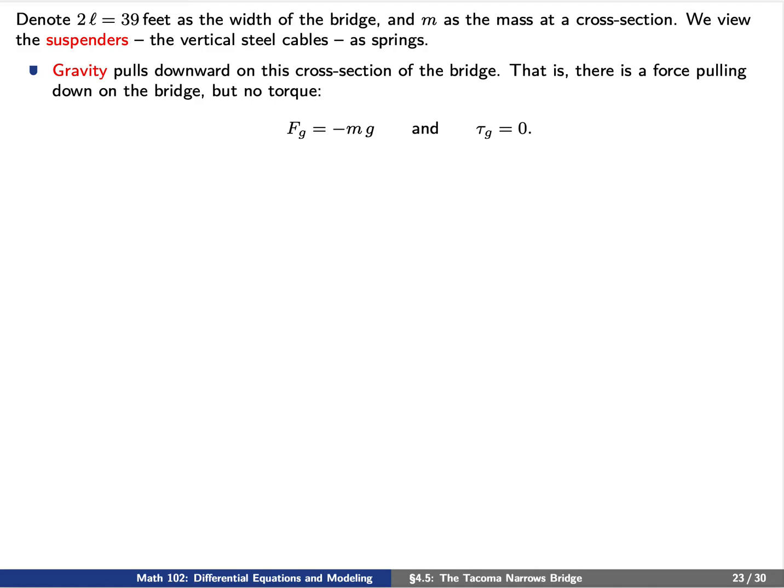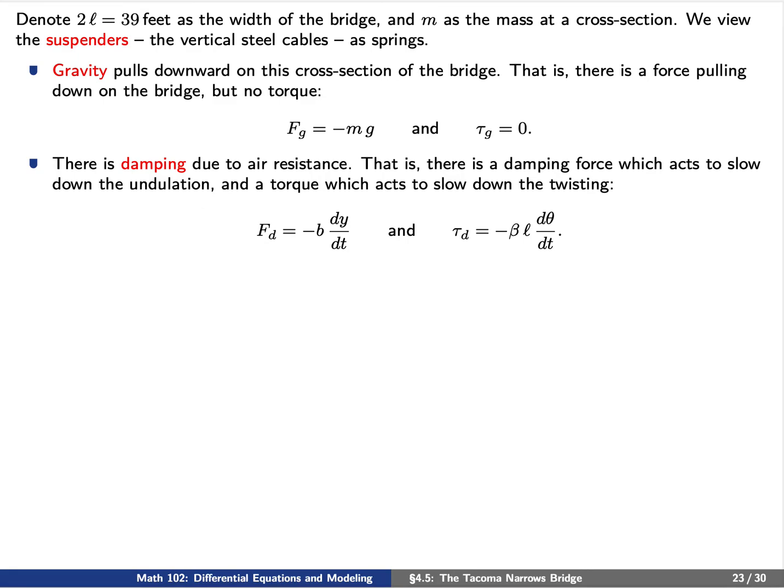We'll assume that we have four forces. First, we have the force of gravity, which pulls downward on this cross section of the bridge. That is, there's a force pulling down on the bridge, but we don't have any twisting torque from side to side. So we'll say that F sub g is minus mg, and tau sub g, our torque, equals 0.